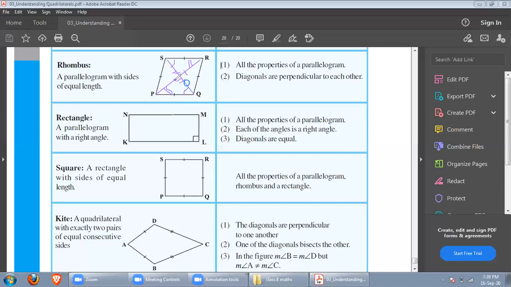So I can prove that the diagonals bisect each other. This is the proof that the diagonals bisect each other for a simple parallelogram. This is also true in the case of rhombus that I have shown here. But in addition, rhombus has the additional quality that this angle is 90 degrees. Let us prove that this angle is 90 degrees.